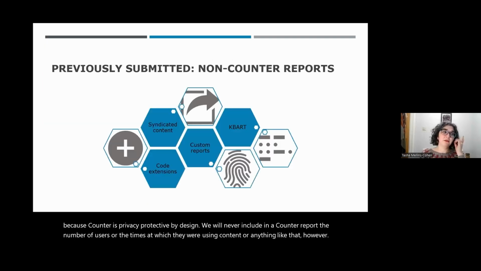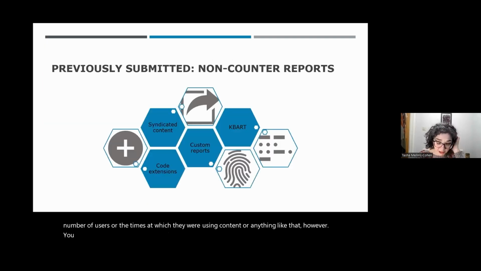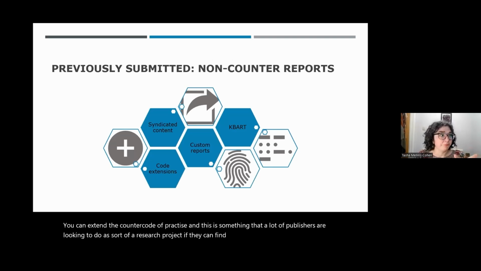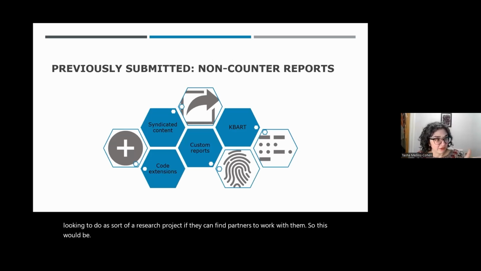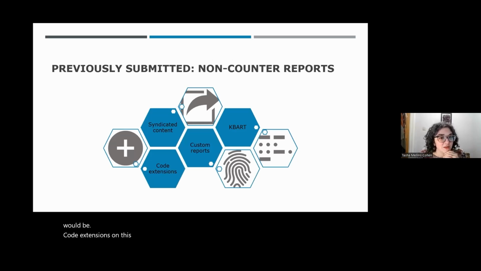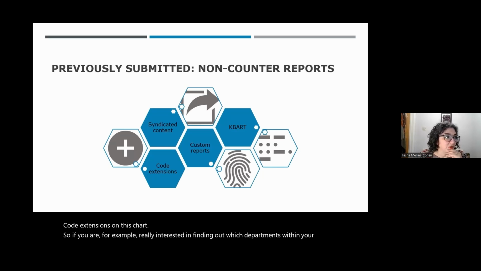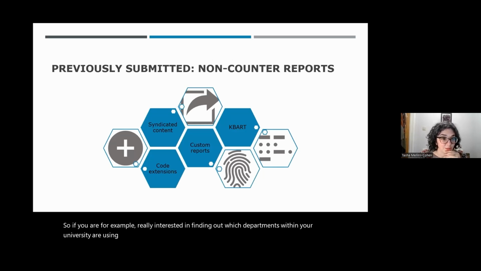you can extend the Counter code of practice, and this is something that a lot of publishers are looking to do as sort of a research project if they can find partners to work with them. So this would be code extensions on this chart. So if you are, for example, really interested in finding out which departments within your university are using content at particular times, if they're coming in, if they've got clearly defined IP ranges, that's fine.